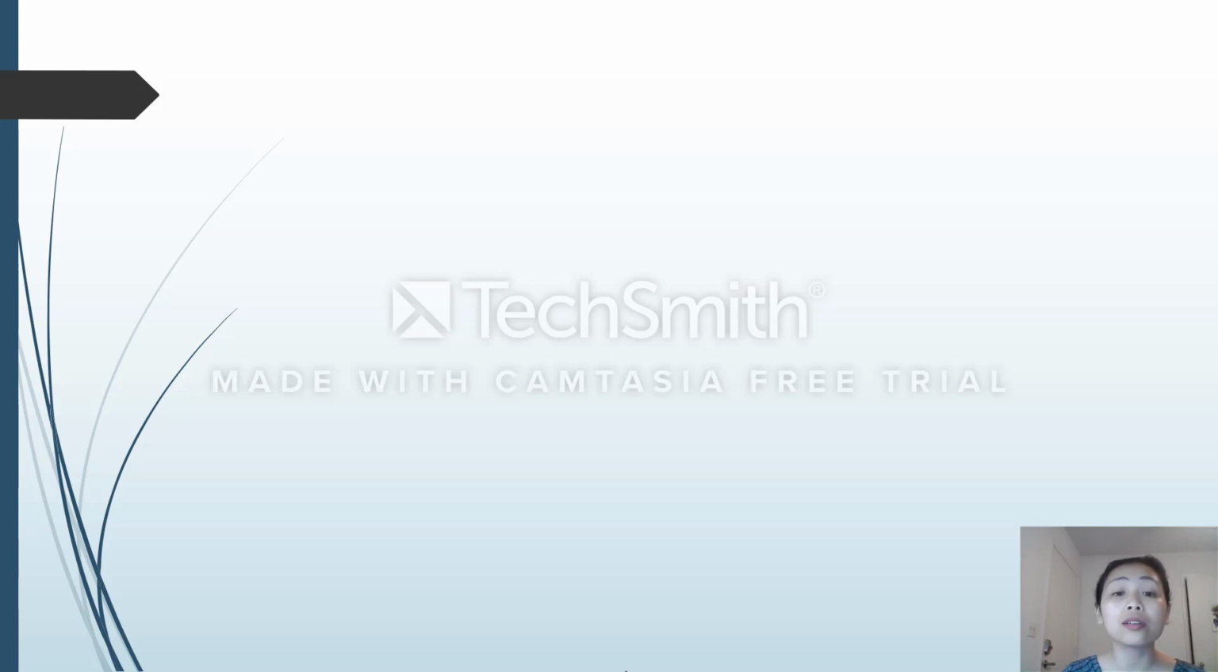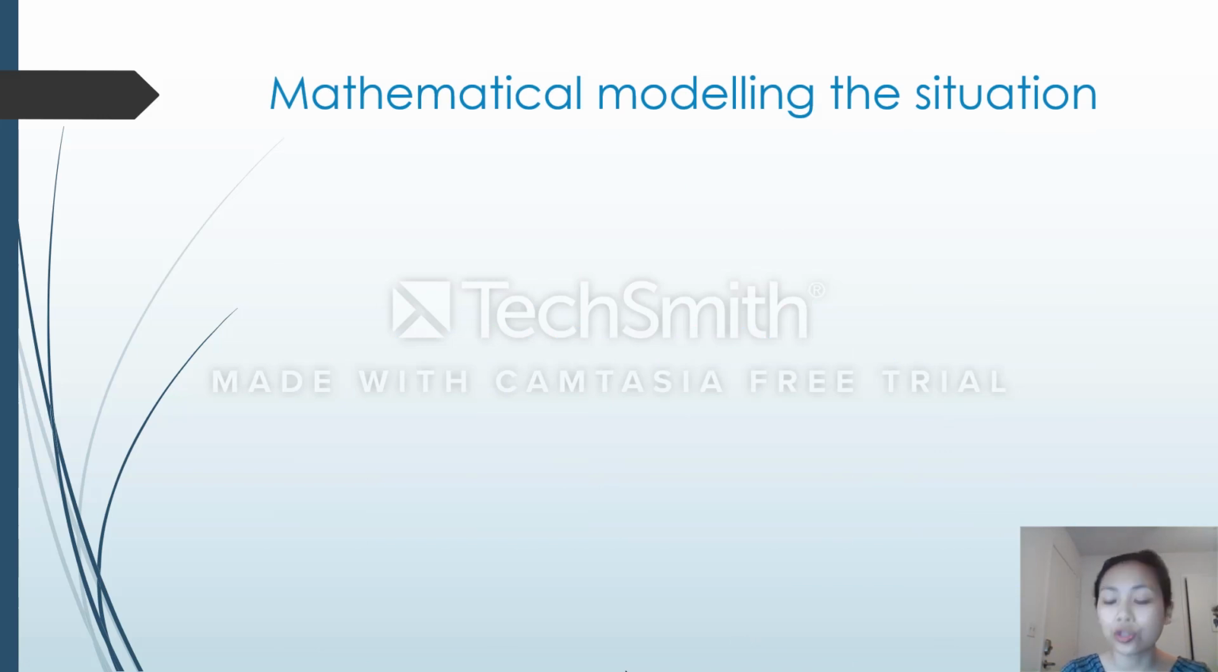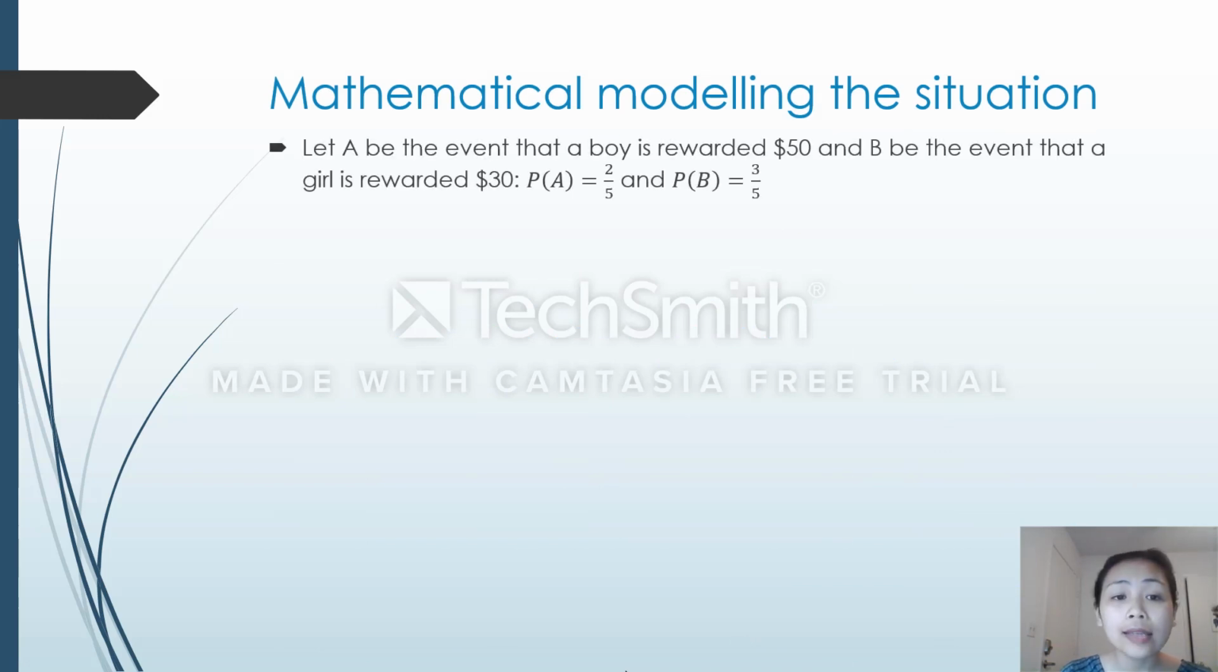Now I would like to do some mathematical modeling of the problems. So we have just differentiated between conditional probability and unconditional probability. Now how do we compute the conditional probability? So, mathematical modeling of the situation. Let A be the event that a boy is rewarded $50 and B be the event that a girl is rewarded $30. And we treat the 2 events separately. We're not assuming anything occurs.